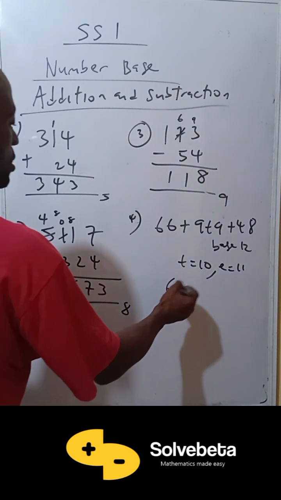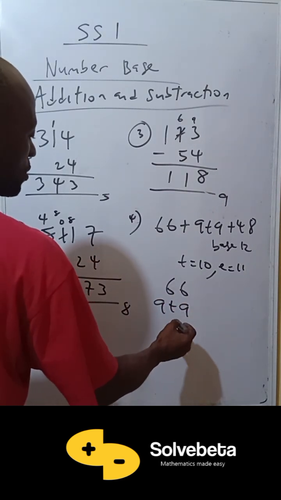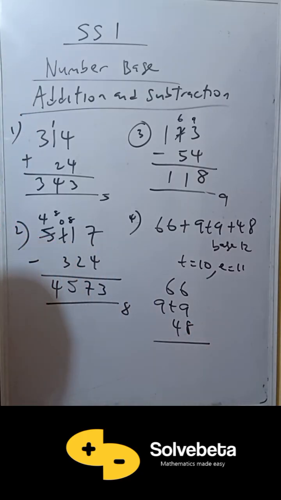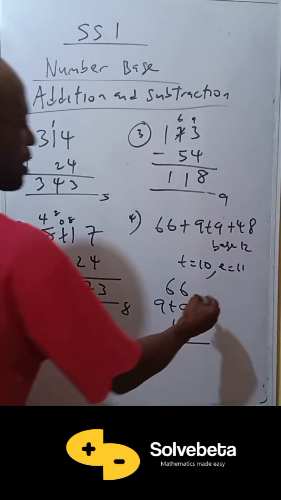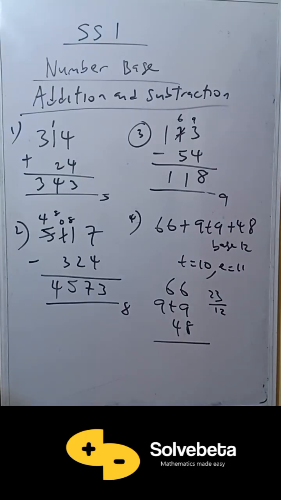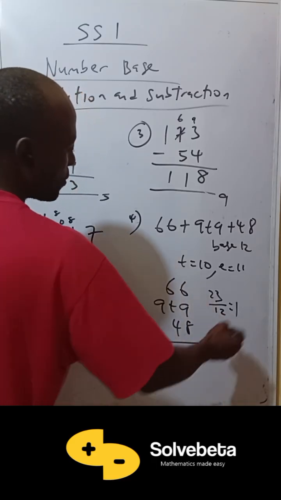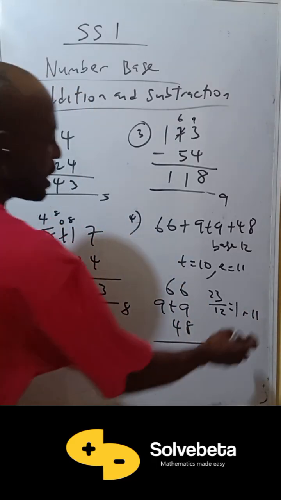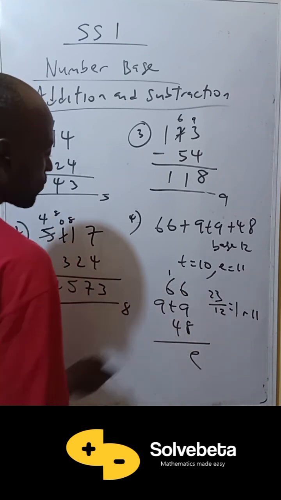So let's add 66 plus 99 plus 48. 6 plus 9, 15. 15 plus 8, 23. Now 23, we have to convert it to a number in base 12 by dividing by 12. 1 remainder 11. So we write this 11. What's 11? E. Then this one will be carried there.